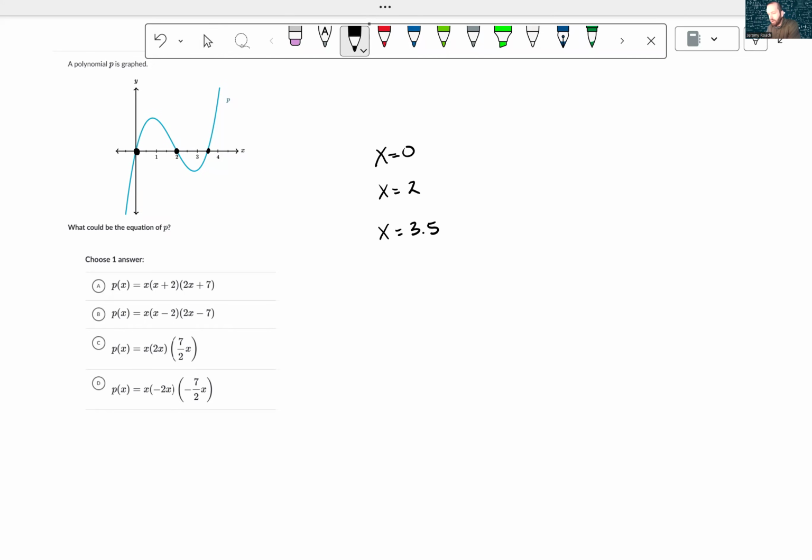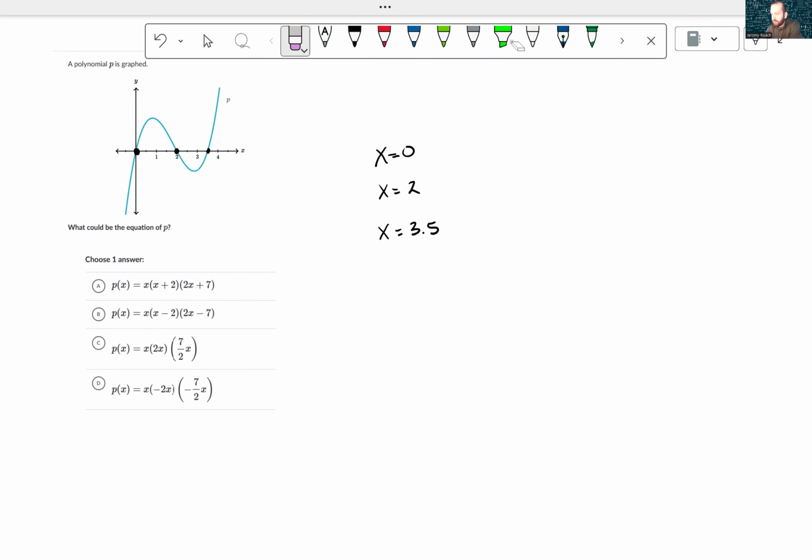So now we have to figure out which answer choice is correct as far as which one is showing us these x-intercepts. So when x equals 0, that just means an x by itself. So that would be like that, that, or that, because it just is x is equal to 0.